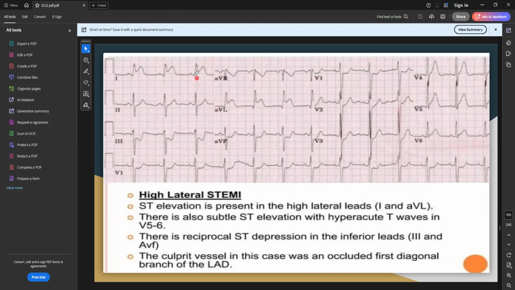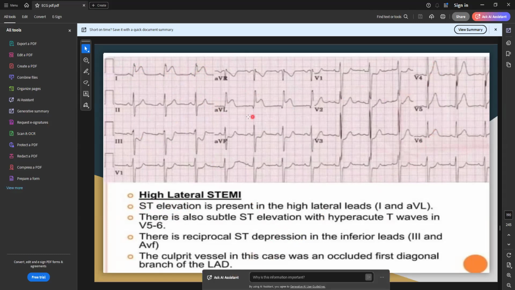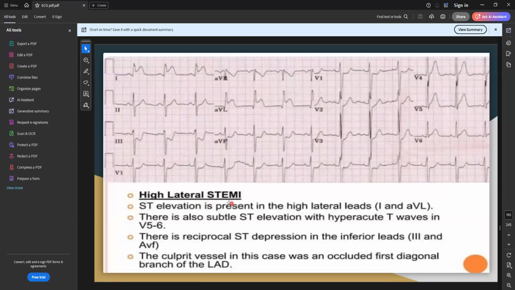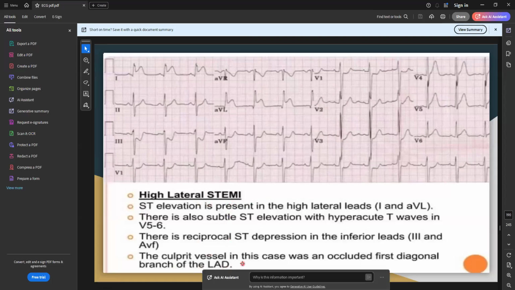With this, there will be hyperacute T waves. When I explain the T waves, I'll show you again how the hyperacute T wave looks. Here you can see the hyperacute T waves. Here also. In this high lateral STEMI, the culprit vessel is the first diagonal branch of the left anterior descending artery.